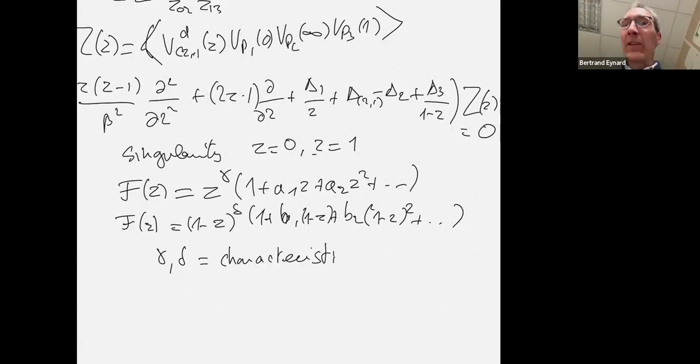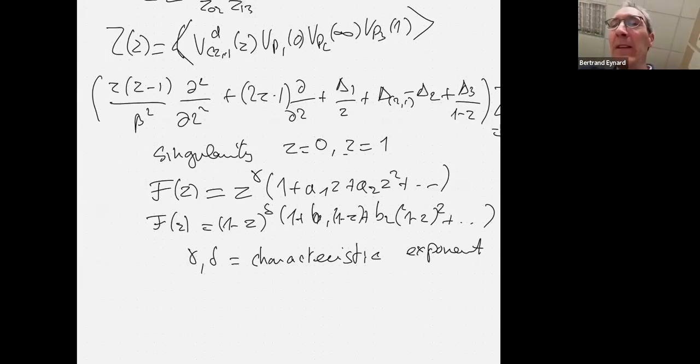So what happens if you plug such an ansatz in your differential equation? Well, what you find is that the exponents gamma and delta obey polynomial equations of degree 2. Basically, the fact you have a second-order equation in z leads to a second-order polynomial for gamma and delta. So you have to choose the solution for gamma, let's say, and once you have chosen it, then your differential equation will completely determine all the series expansion. It will determine the coefficients a1, a2, etc.